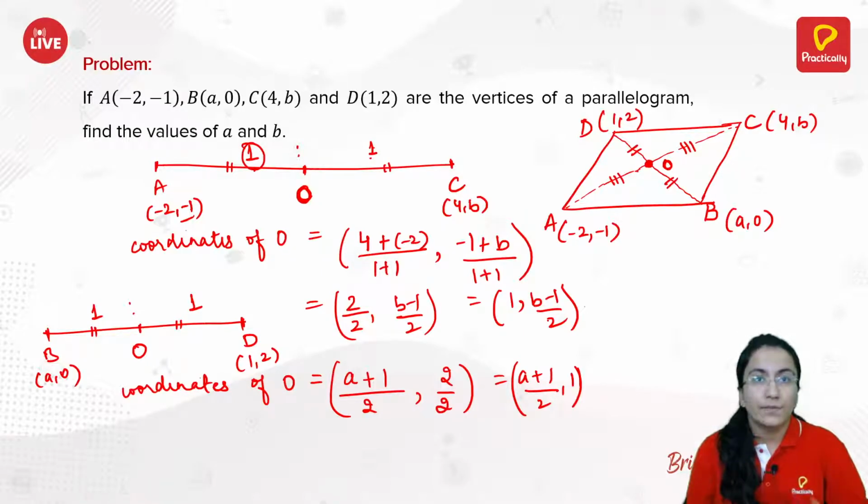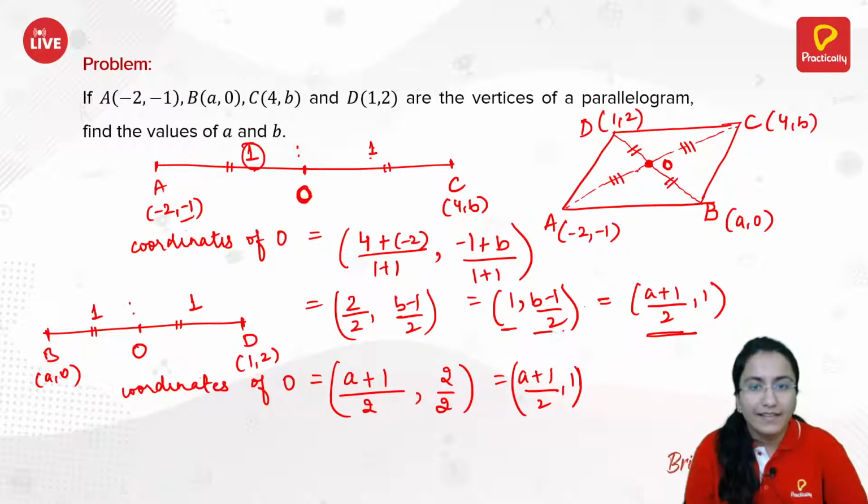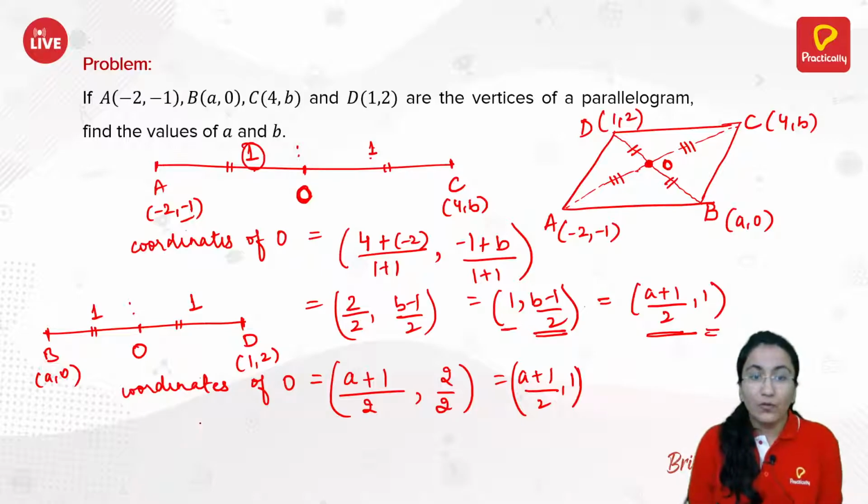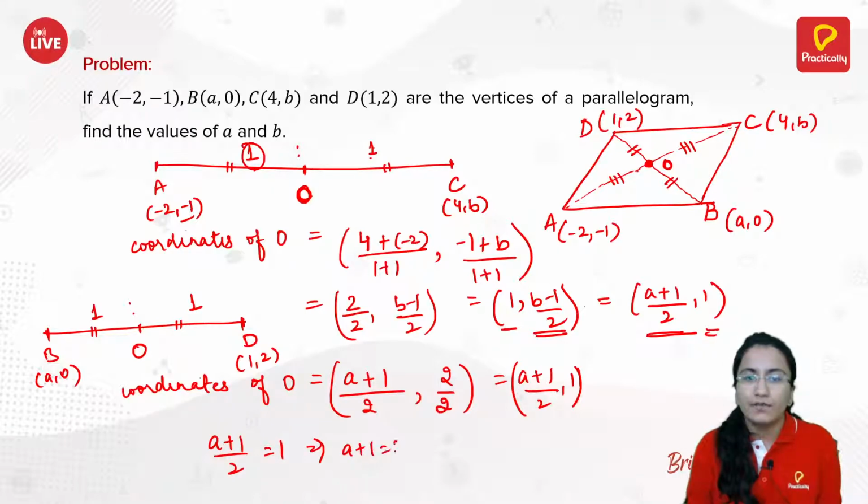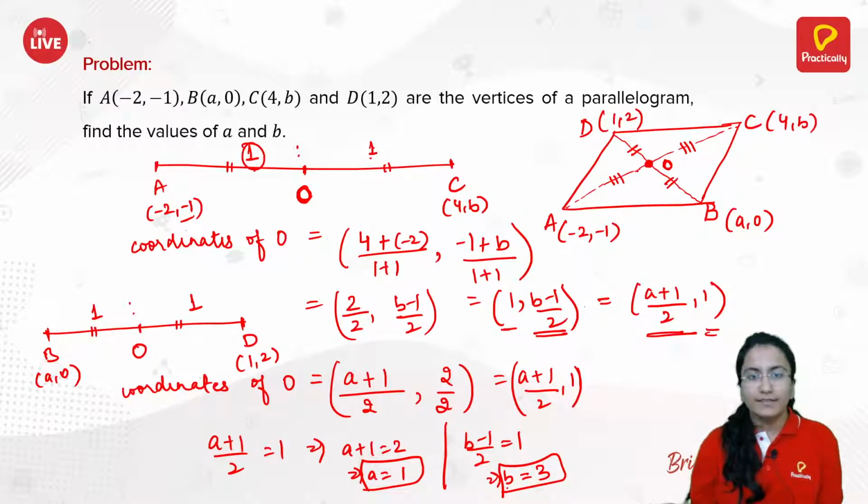These coordinates must be the same so as to represent one unique point. That means (1, (b minus 1) by 2) is the same as ((a plus 1) by 2, 1). Just compare the x coordinates on both sides and the y coordinates on both sides, and you will get the values of a and b. (a plus 1) by 2 equals 1. This implies a plus 1 equals 2, so a equals 1, right? And similarly, (b minus 1) by 2 equals 1. This implies b equals 3. That's your answer.